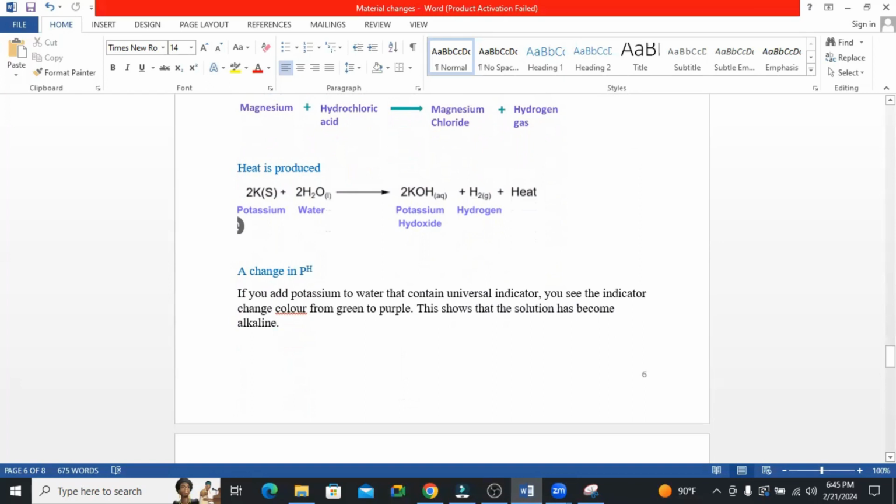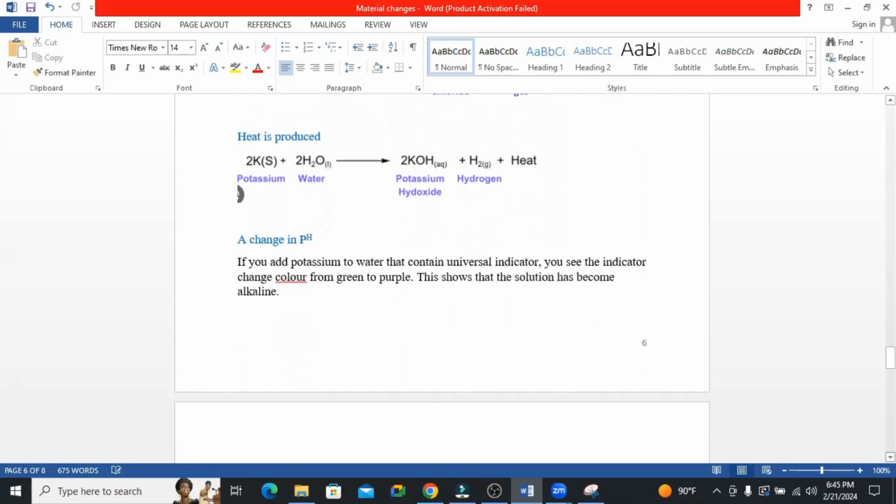A change in pH. If you add potassium to water, like in the previous reaction, that contains universal indicator, the indicators are used to observe whether something is acidic or basic. So you see the indicator changes color from green to purple. This shows that the solution has become alkaline. Alkaline means basic. From the universal indicator, we can see the solution has turned into an alkaline solution.